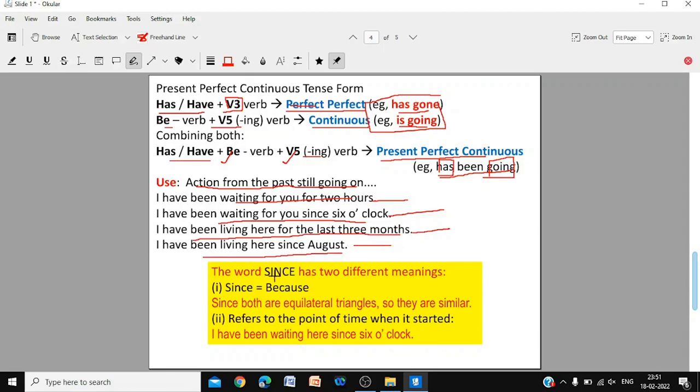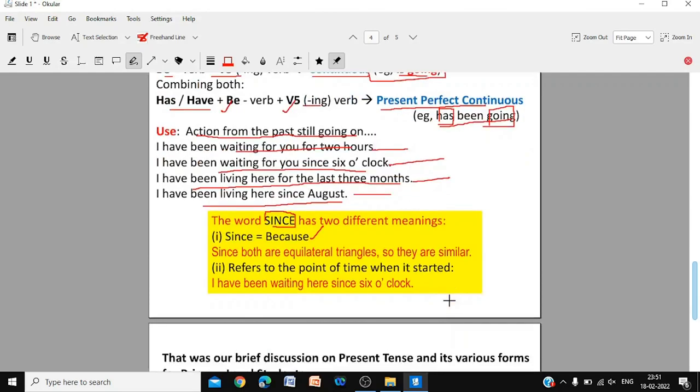Now note that the word since has 2 different meanings. Number 1, since means because. Since both are equilateral triangles, so they are similar. Since the train arrived late, we missed the bus. And number 2, it refers to the point of time when the action started. I've been waiting here since 6 o'clock. Since it is a time when I started waiting and still now I'm waiting.